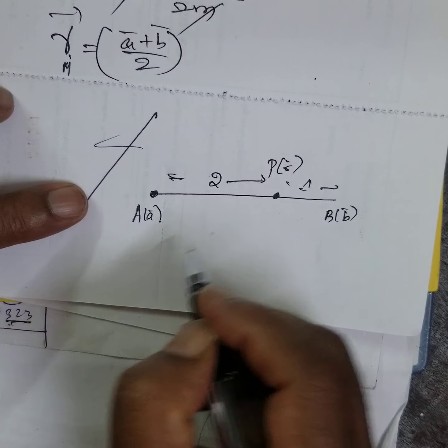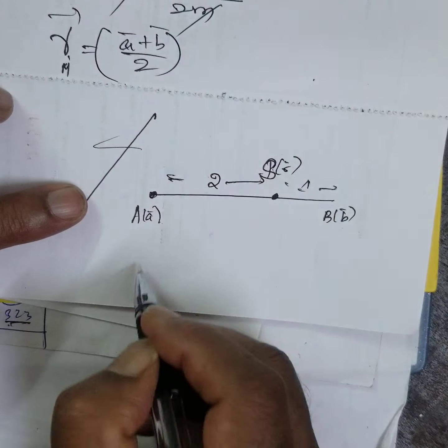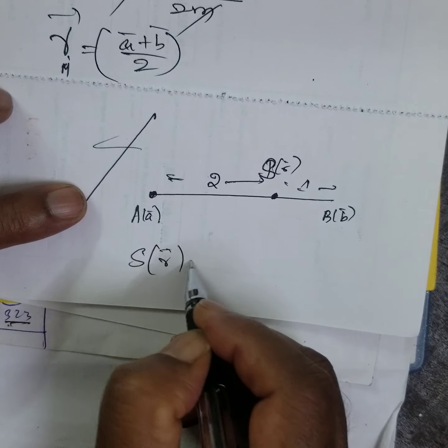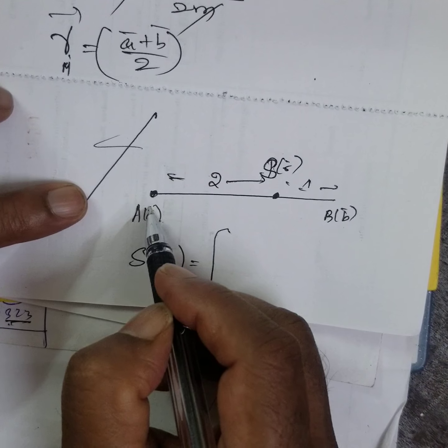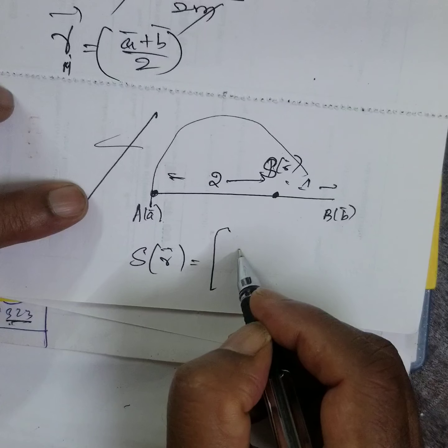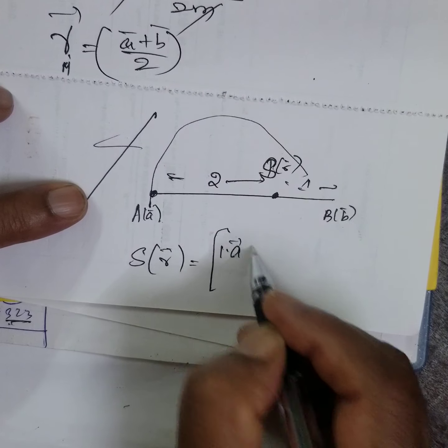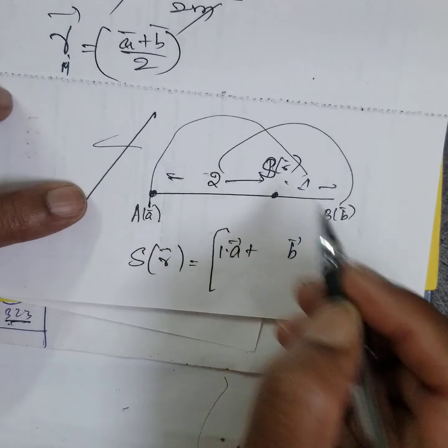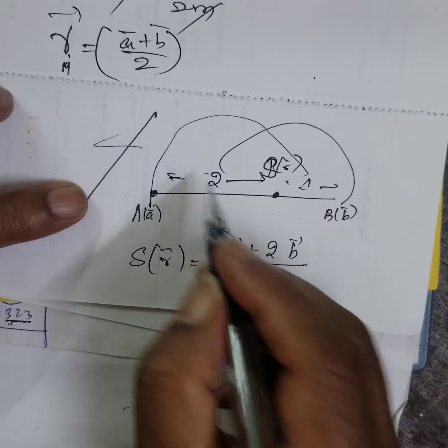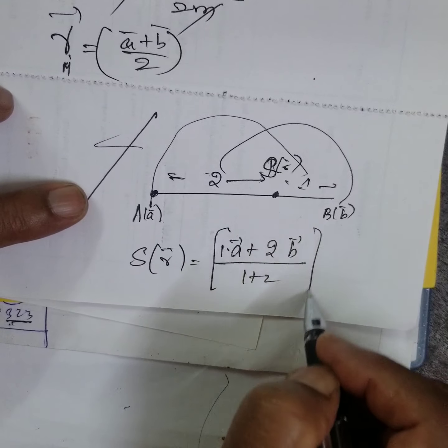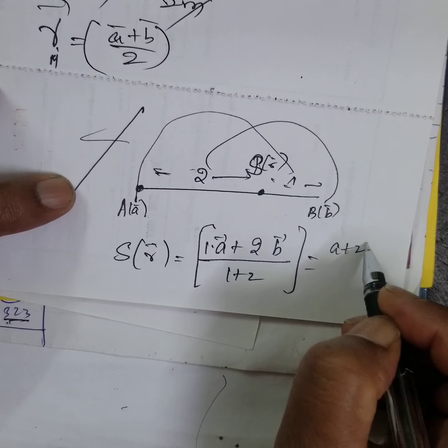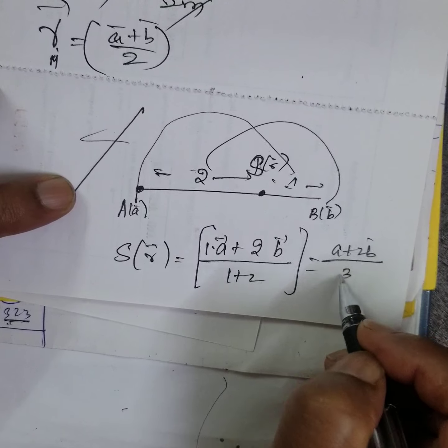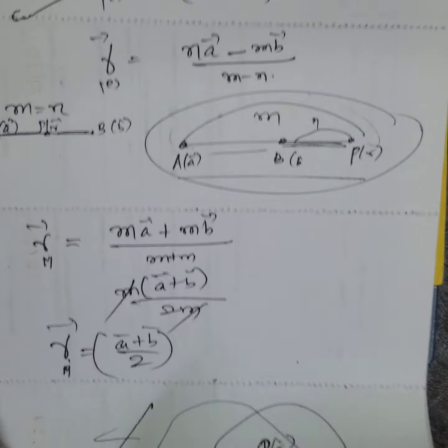What is R? This point, say S. What is S? R is equal to A connected to 1, that is A times 1, plus B connected to 2, divided by 1 plus 2, or 2 plus 1. Therefore, (A plus 2B) by 3. Right?